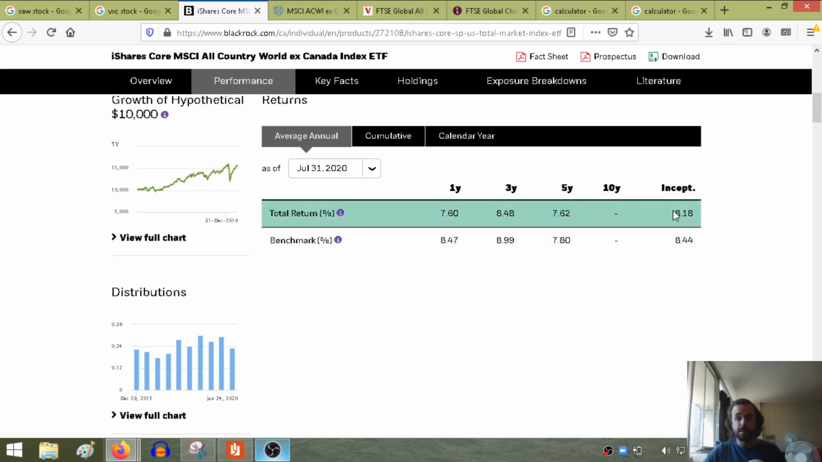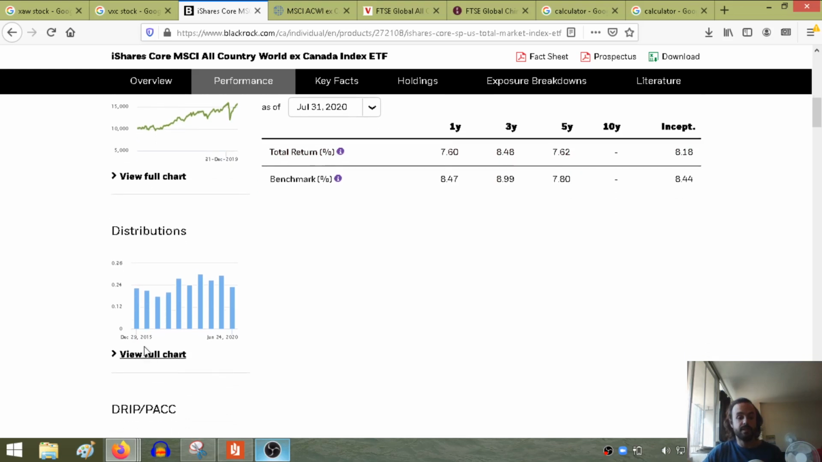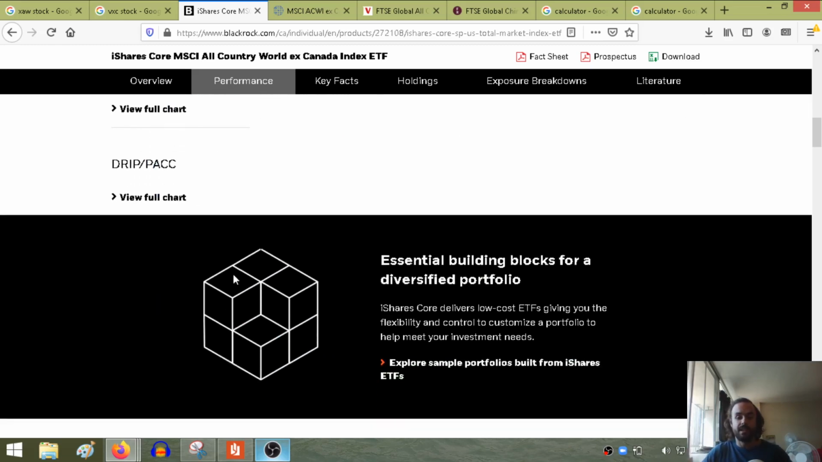But basically, again, anything over 7 or 8, considering ETF fees are very low, that is a tremendous performance. And it does seem that the dividends have been consistently paid out. They range from, seems like, 16 cents upwards to 24, 25 cents. So that's always nice to see, and a bonus as well.